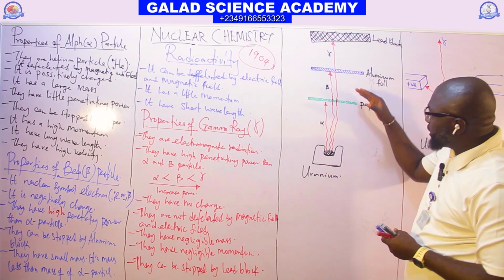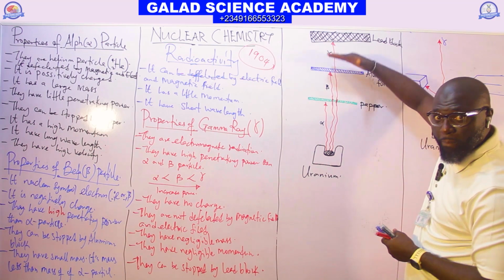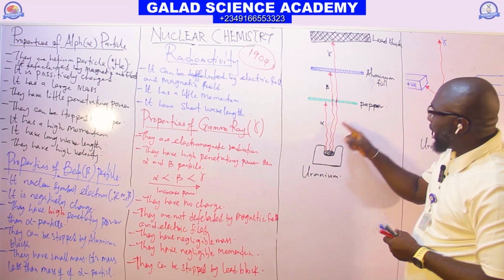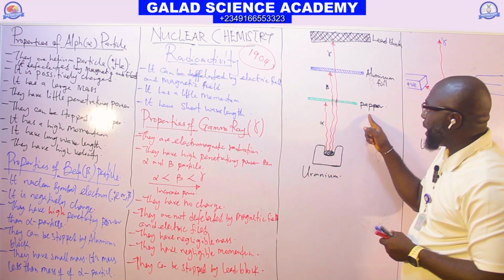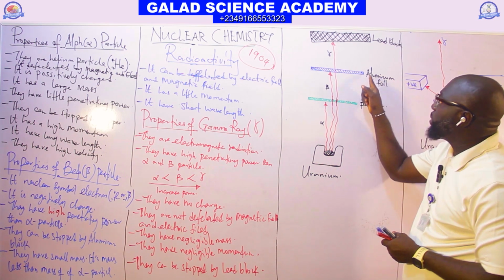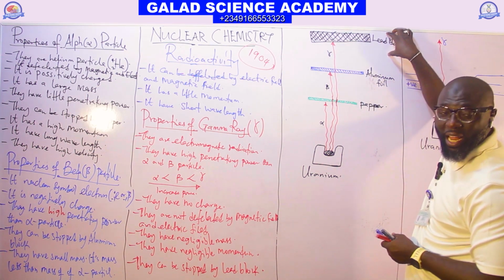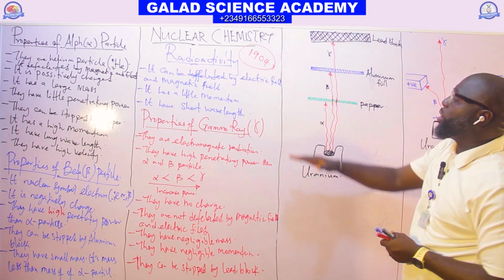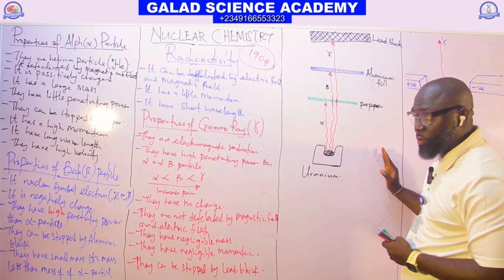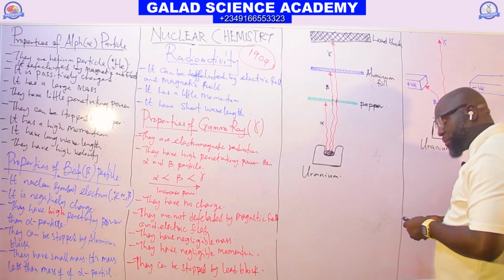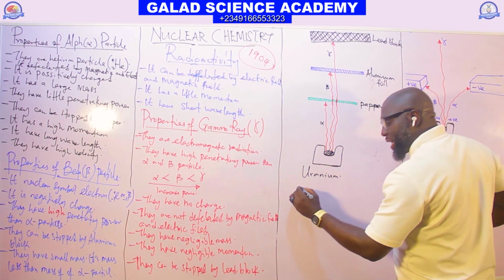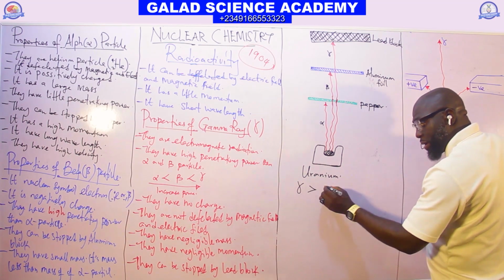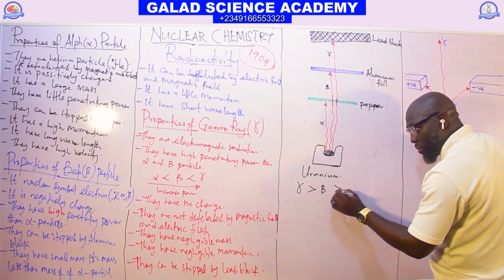So this is the penetrating power of radioactive radiation. The alpha particles are stopped by paper. Beta particles are stopped by aluminium. Gamma rays are stopped by a lead block. So you can see that this is the penetrating power of radioactive radiation. We can say that in terms of penetrating power, gamma is greater than beta. Beta is greater than alpha.